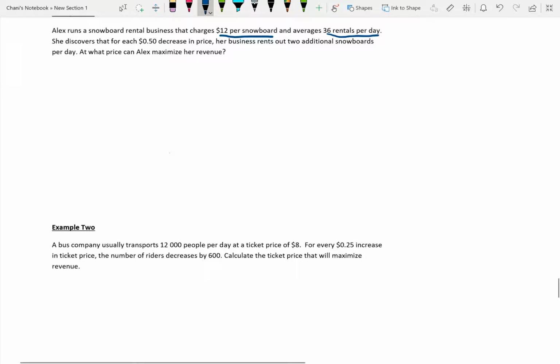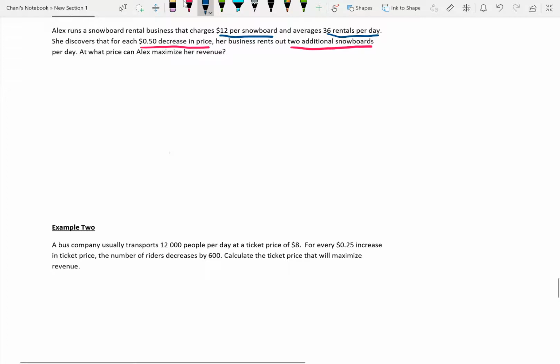She discovers that for each 50-cent decrease in price, so every time the price goes down by 50 cents, her business rents out 2 additional snowboards. So this is the change happening. Every time the price goes down by 50 cents, 2 more snowboards are rented. Awesome. So what price can Alex use to maximize her revenue?